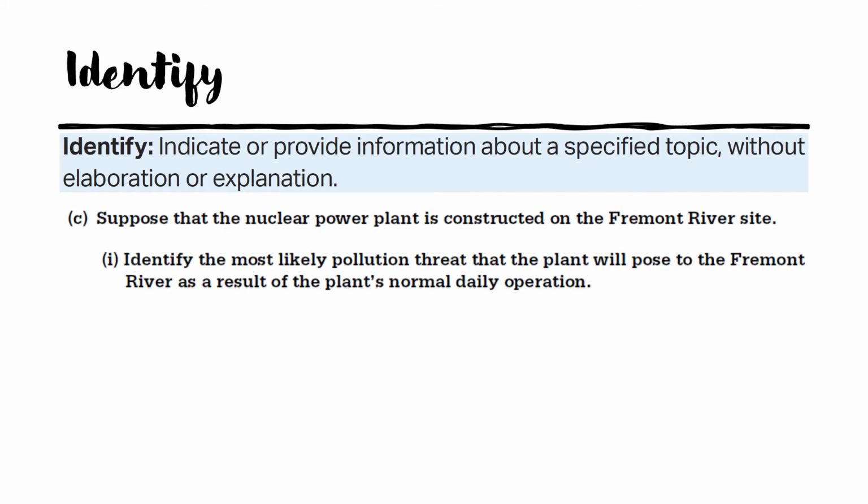Let's take a look at an example. C. Suppose that a nuclear power plant is constructed on the Fremont River site. 1. Identify the most likely pollution threat that the plant will pose to the Fremont River as a result of the plant's normal daily operation.